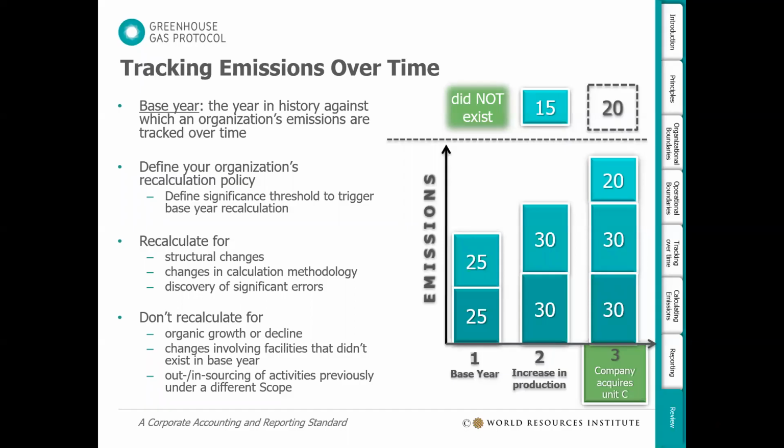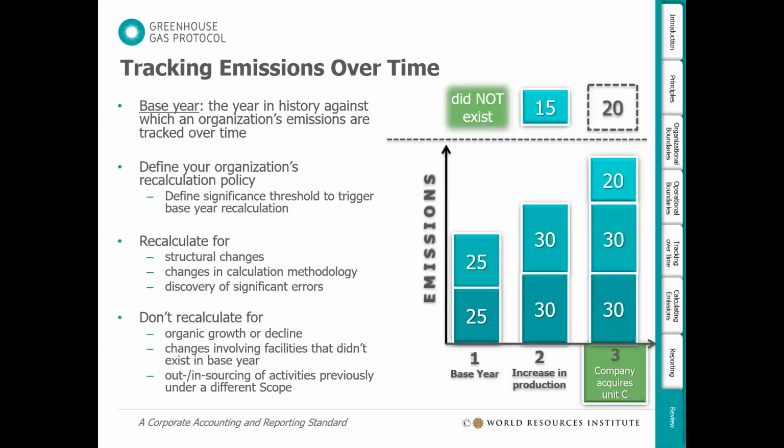Base years are important because they help companies track progress towards reduction targets, and they help companies put structural changes into context. Of course, related to that, an important aspect of base year emissions inventories is that they should be recalculated to ensure consistent inventory data and boundaries over time.